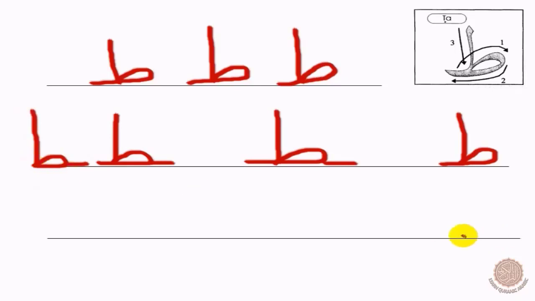So it's one ta, two ta, and the three ta. So 3 tas. So that's how 3 tas are joined together.